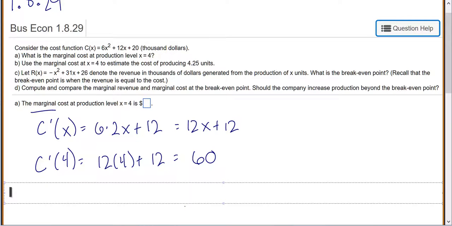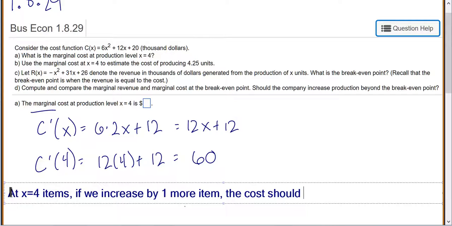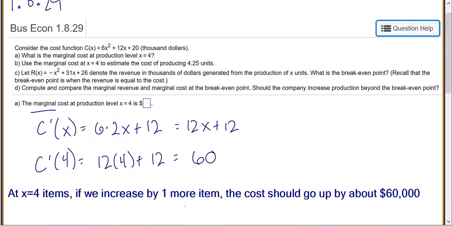This means that at x equals 4 items, if we increase by one more item, the cost should go up by about 60. Now, in this case, that was thousands of dollars, so $60,000. So apparently this costs a lot for us to make. Okay, that was part A.